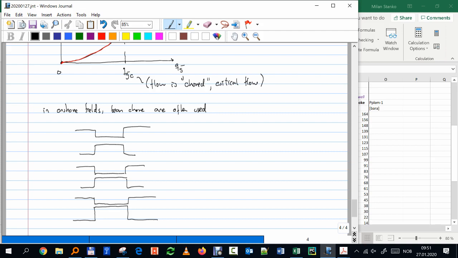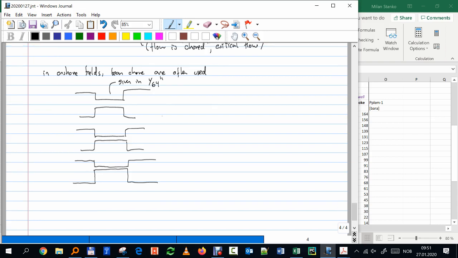I have to shut in the well, change the choke, change the insert, and change it for a smaller one. This is typically given in 1/64th of an inch. When we are offshore, we cannot send someone; it will simply be too much work. So they use an adjustable choke. Often, adjustable chokes are used.